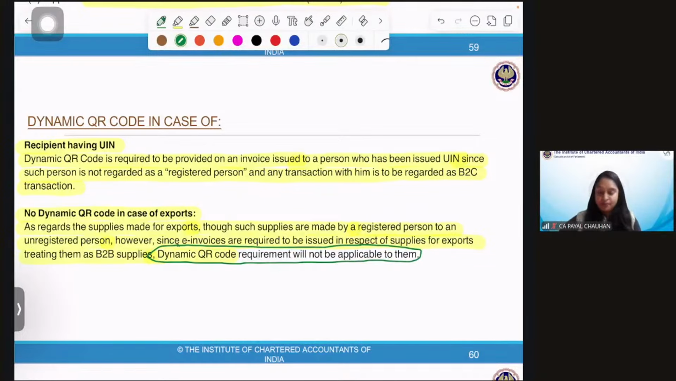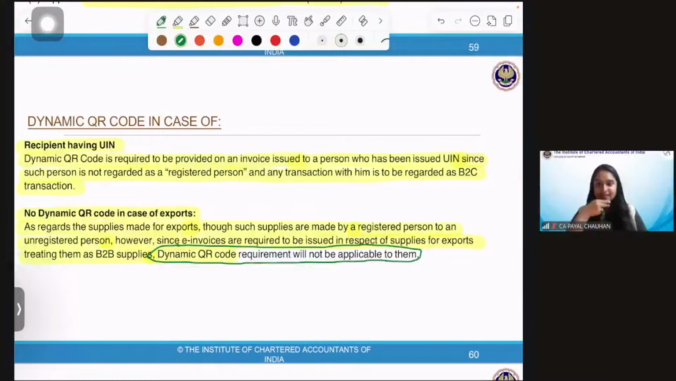Next, we'll talk about UIN also. A dynamic QR code is required to be provided on an invoice issued to a person who has been issued a UIN. Since such a person is not regarded as a registered person, many times I was asked about this. See, though UIN holders get a credit, they are still not regarded as registered persons, right? So is the transaction B2B or B2C?